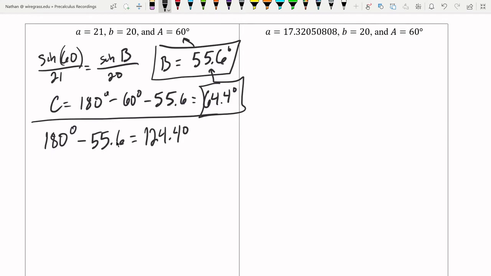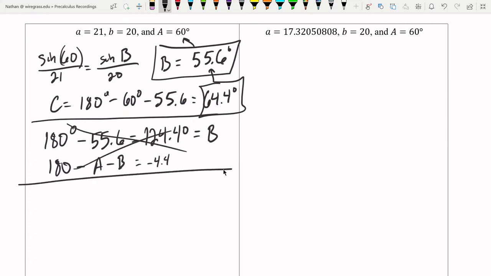180 minus 55.6 is this one here, which means that in this case, this is what B would equal. In this case, we take 180 minus A minus B. A is 60, B is this. But hopefully at this point you can see, well, 60 plus 124 is over 180. If you do that, you're going to get negative 4.4. And an angle can't be negative 4.4 in a triangle. So we know there can only be one solution. This second solution doesn't work.